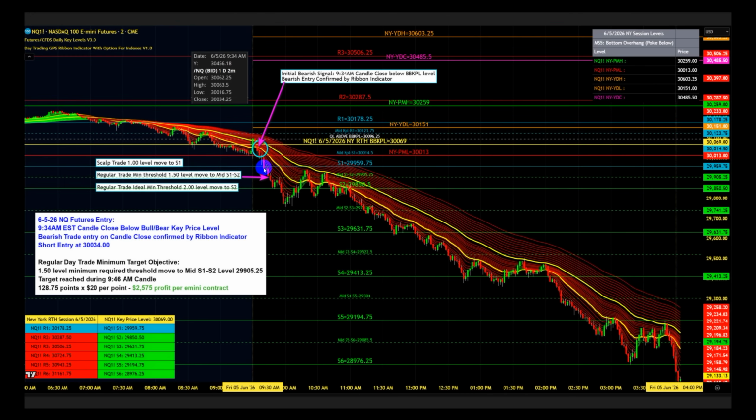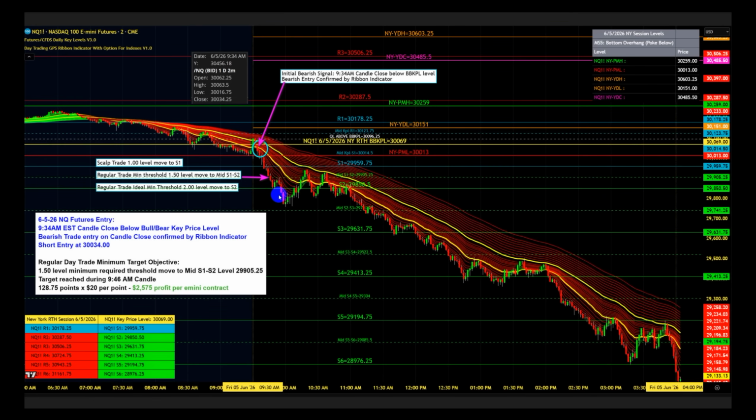The minimum required threshold 1.5 level target for a regular day trade was the mid S1 S2 level. That target was reached during the 9:46 a.m. candle. The ideal 2-level target for a regular day trade was the S2 level. That target was reached during the 9:56 a.m. candle.